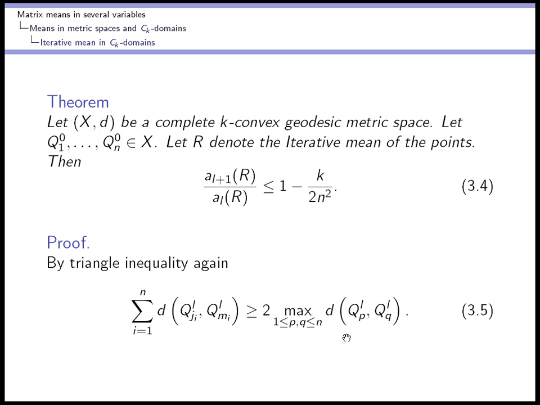So this is the next theorem, which says that the rate of convergence to the common limit point, denoted by R, is linear by this factor.